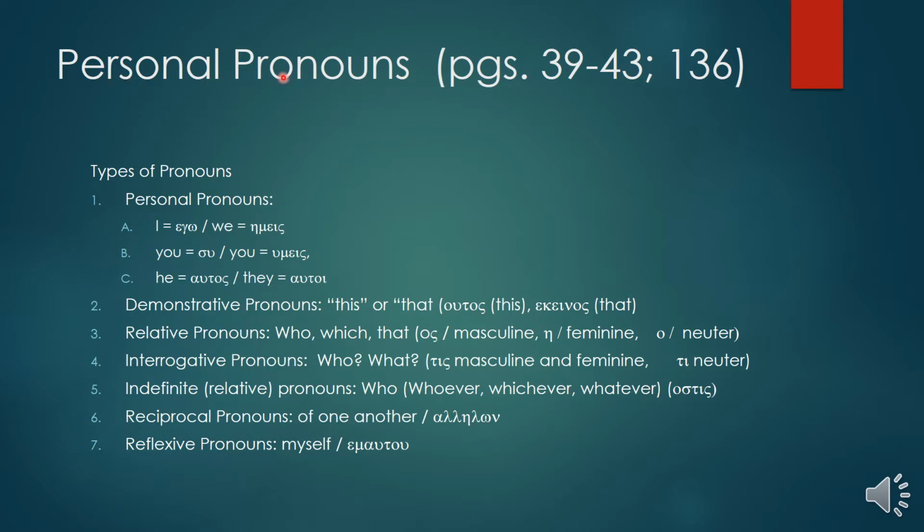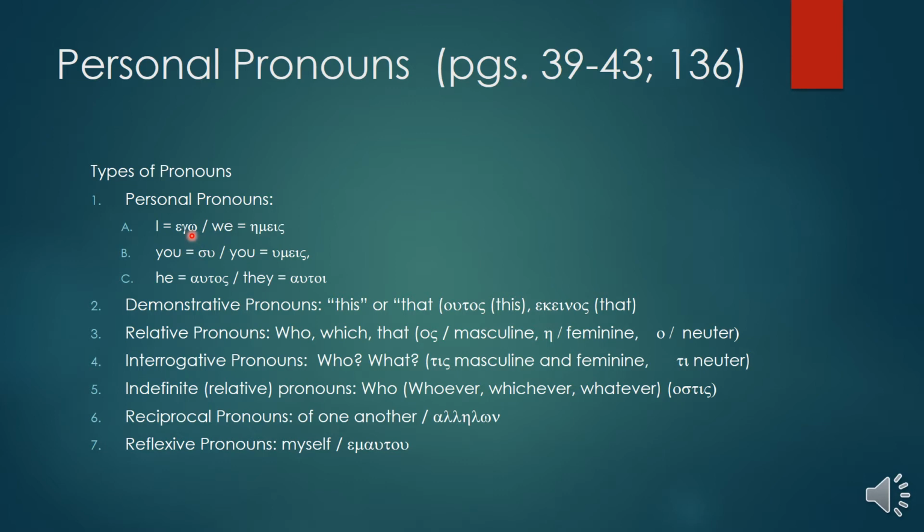Now, to study personal pronouns, we need to back up and look at the pronouns just a little in English. But first, let's look at the types of pronouns that we have. We have personal pronouns. I, personal pronoun. You, he, first, second, third. I, you, he.